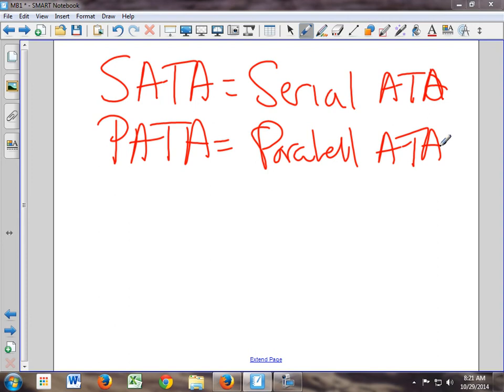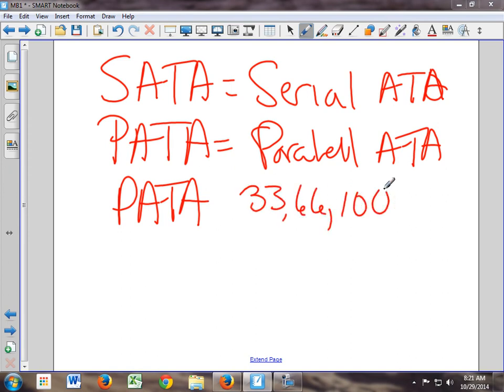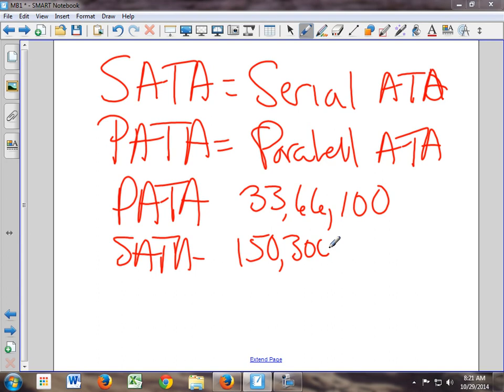But like I said, the PATA speeds were 33, 66, and 100, and then SATA came out, and they were 150, 300, and 600. Why would I want this for a hard drive, right? So that's why last year, one of the biggest things we did was to get all the PATA drives out of every single machine, because they're just too dang slow.